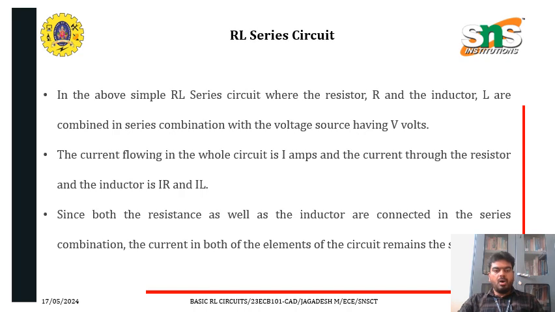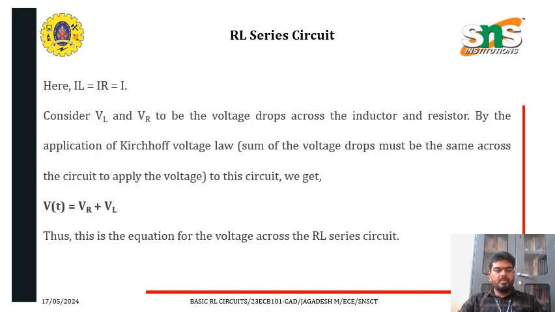So in the above simple RL series circuit, the resistor R and the inductor L are combined in series with a voltage source having voltage V. So the current flowing in the whole circuit is I amps, and the current through the resistor and the inductor is IR and IL. Since both the resistor as well as the inductor are connected in series, the current in both of the elements of the circuit remains the same. Here IL equals IR equals I. So the final equation for the voltage across the RL circuit is V of t equals VR plus VL.